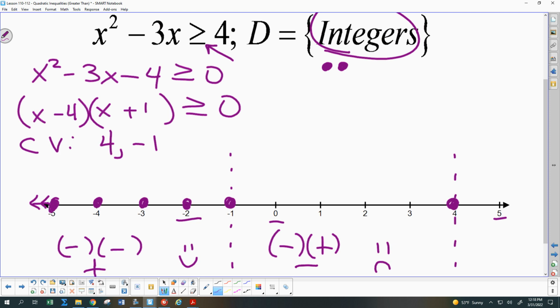If I put a 5 in, then what are we going to have, Griff, for our two parentheses? Everybody good with positive, positive? And positive times positive is positive. Is that what we want? So we shade all of the integers out here, and we have that double arrow, the number line, and the dots keep on going.